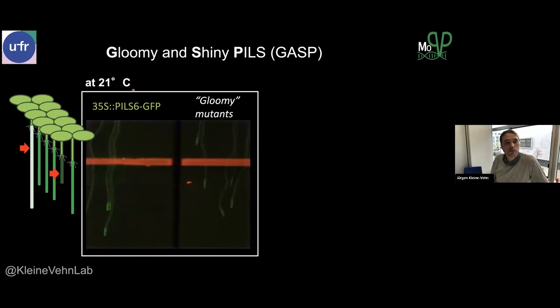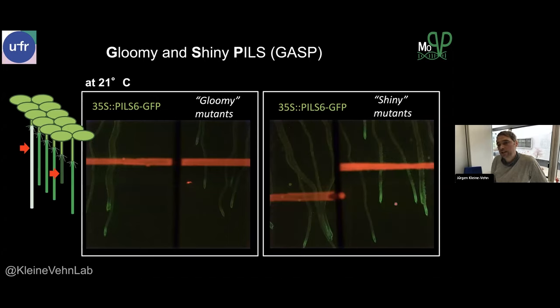so at control conditions, they identified mutants that had a lower intensity. So they called them the gloomy mutants. And they identified mutants that had a higher intensity than the controls, which they called the shiny mutants. And therefore, all the mutants that they identified in the screen, they called gloomy and shiny PILS mutants, or in short, the GASP mutants.